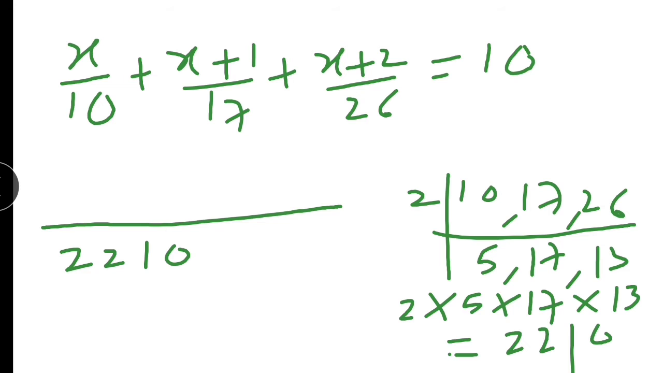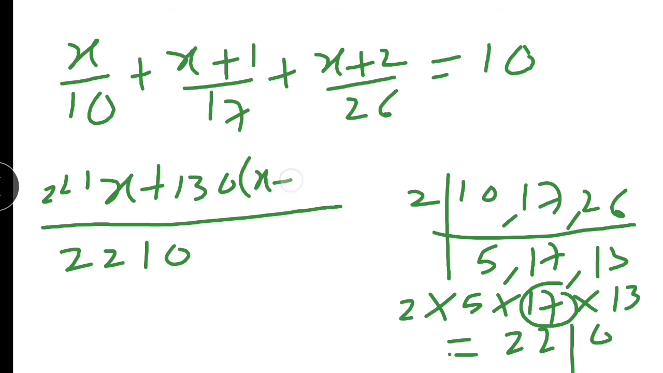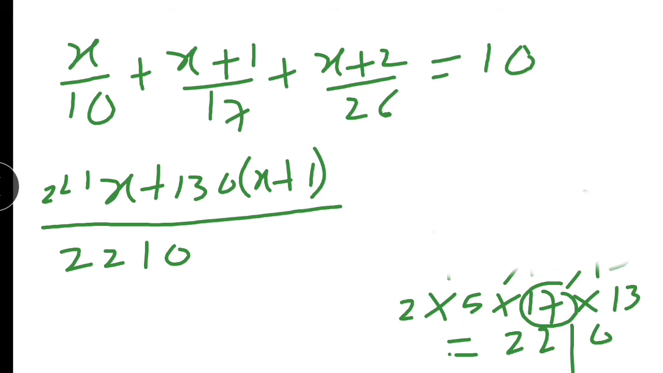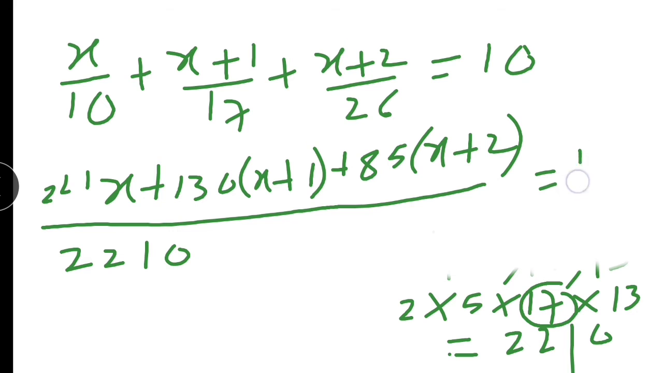So the LCM is 2210. Now 2210 in the 10 table, 221 into numerator x. 2210 in the 17 table, so 17 table means except this number, multiply the remaining: 2 5s are 10, 10 into 13 is 130. So 130 into x plus 1, plus 26. 26 means here except 2, plus 85 into numerator, that is x plus 2, it is equal to 10.